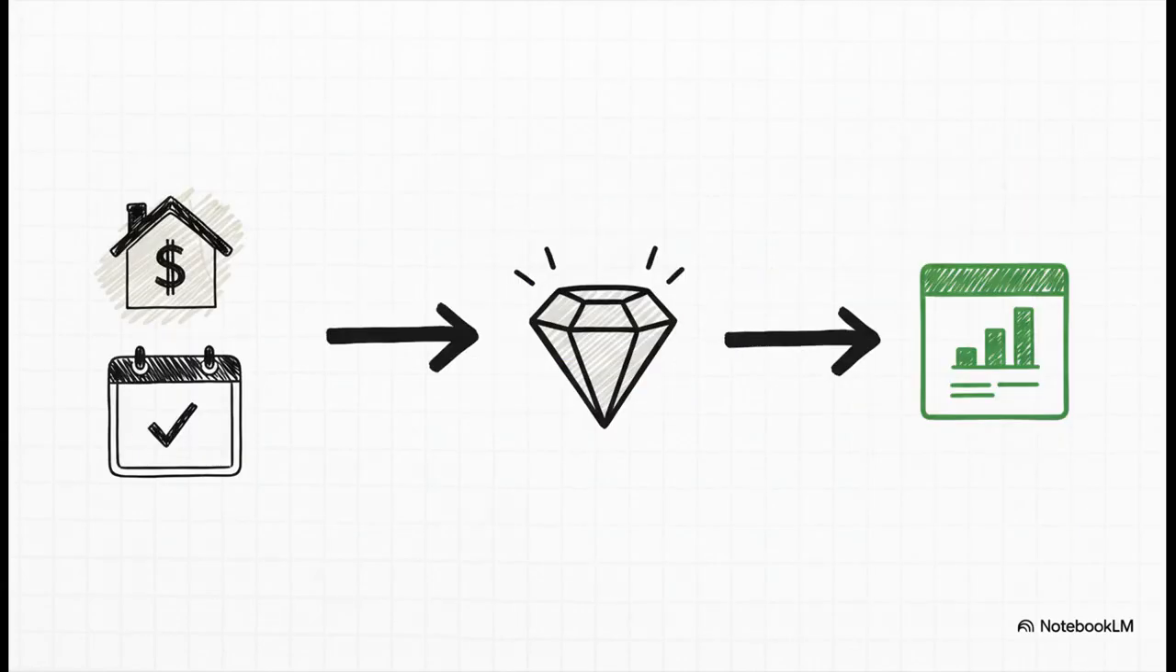Or what if you're in real estate? You could set up a Google Gem to automatically pull in all the latest sales data every single week, analyze it, and then drop a perfect little market update summary right into a Google Sheet. All done, ready for your team meeting.